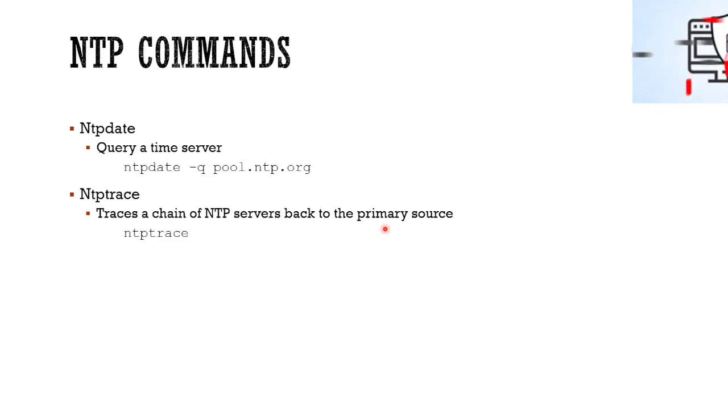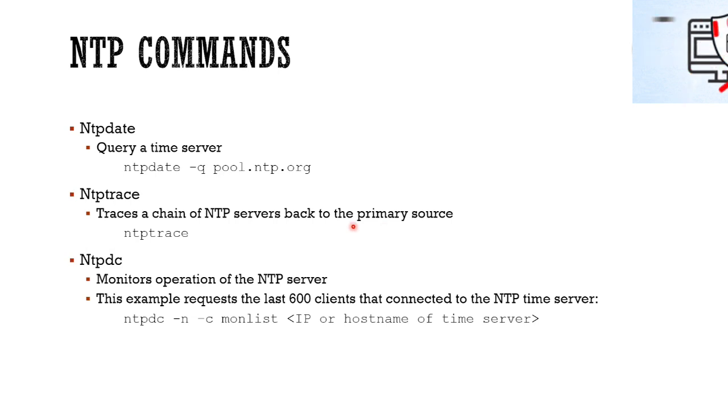There's the ntpdc. So this monitors the operation of an NTP server. So in this example, we are requesting the last 600 clients that connected to this time server. So we would like to have a monitor list, and 600 is the default, of the name or IP address of the NTP server, like pool.ntp.org.